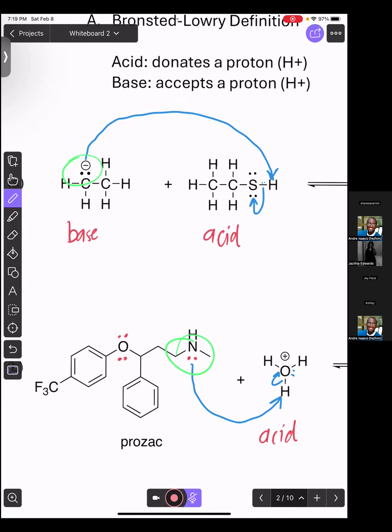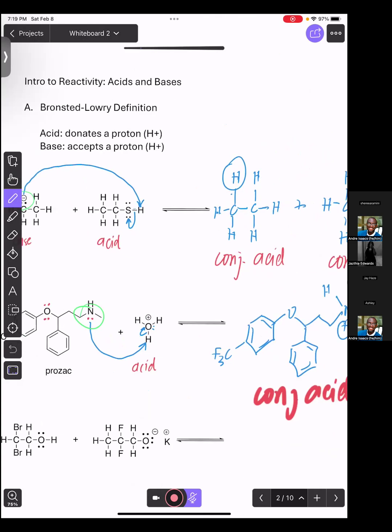So if you look at these two problems, the arrows actually make sense. They're very similar. Whichever one is the base, you're going to start your arrow from that lone pair on the base, and the arrow must end up at the hydrogen. Yes, the base becomes the acid, and the acid becomes the base on the other side of the equilibrium.